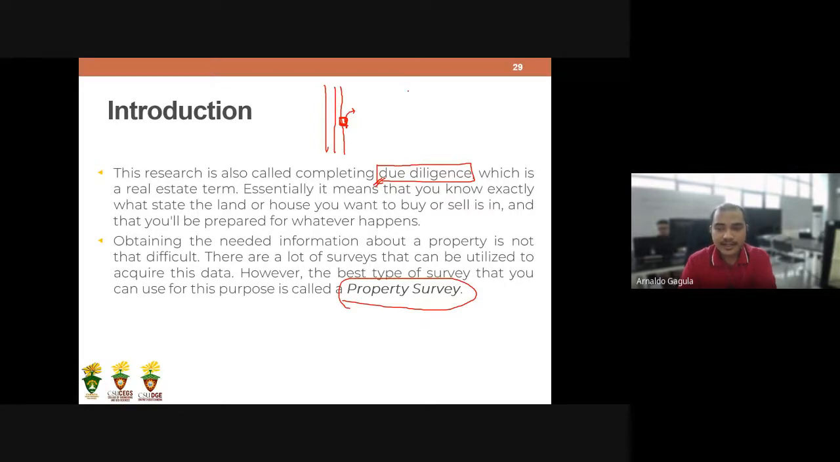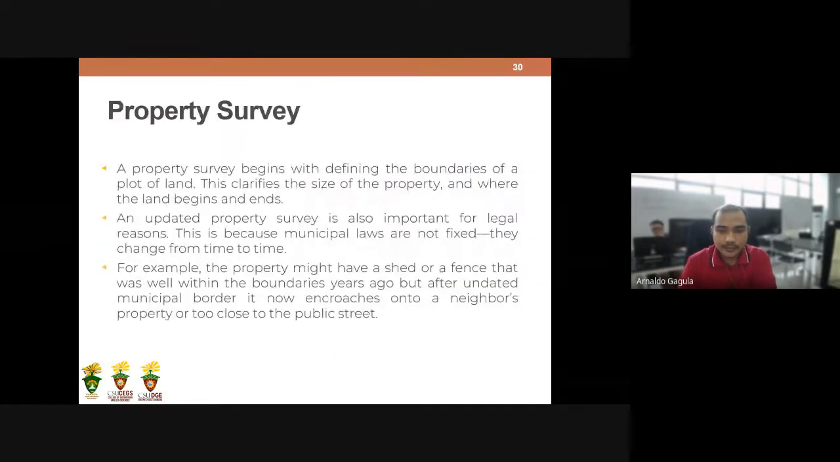All surveys na i-conduct regarding sa tract of land, sa kalote, parcel, and many more. Fencing, relocation survey, boundary survey, subdivision survey, of a tract of a property. Under na siya sa property survey. So a property survey begins with defining the boundaries of a plot of land. This clarifies the size of the property and where the land begins and ends.